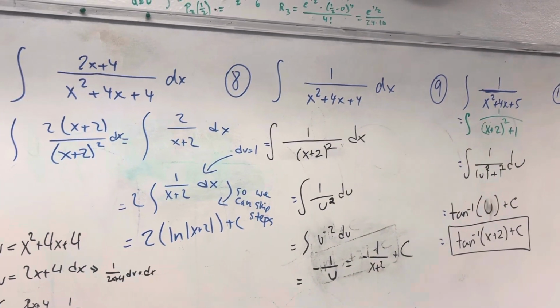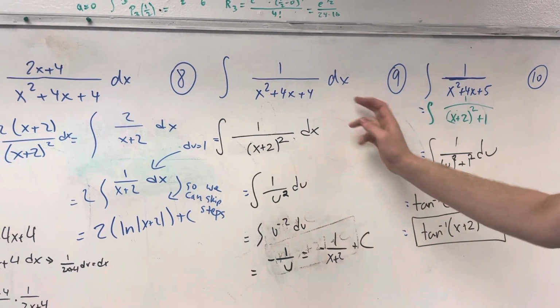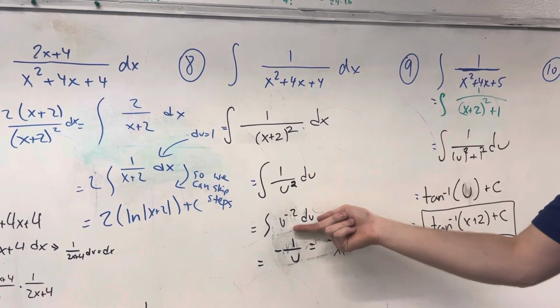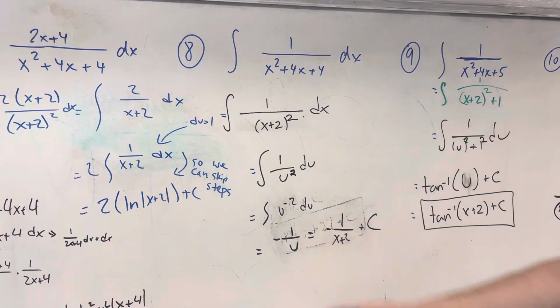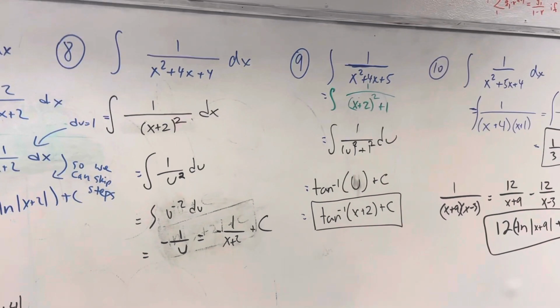Number 8, perfect squares definition. Since u right here, du is 1, you can skip a step and just make this u squared. Then 1 over u squared, so then use power rule. U to the negative 2 turns into negative 1 over u, which is negative 1 over x plus 2, based on what we defined u as.